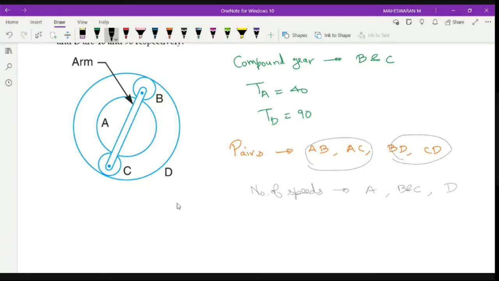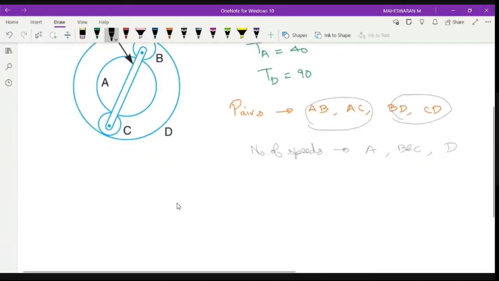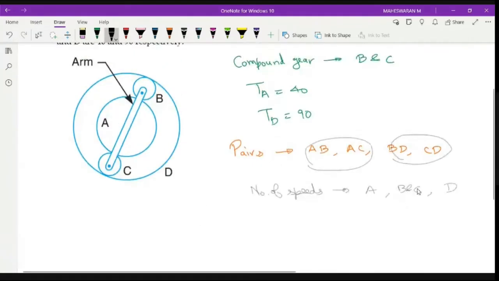You take any one gear as the fixed gear, and based on that we will proceed. Which one will we fix? Can we fix A? Don't go for B and C, the compound gear. Always fix a single gear. I will consider gear A. Fixing is related to the formula. It is not real fixing, but we always fix the arm first. So let me consider gear A.